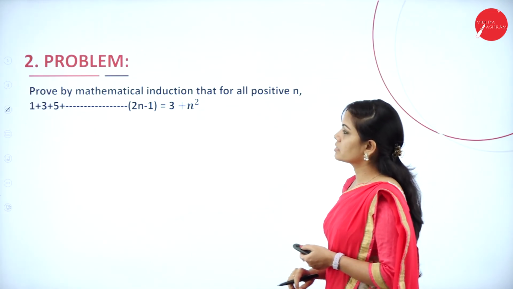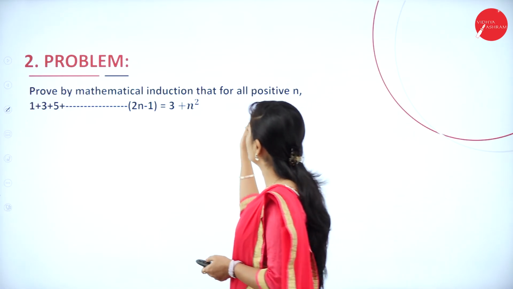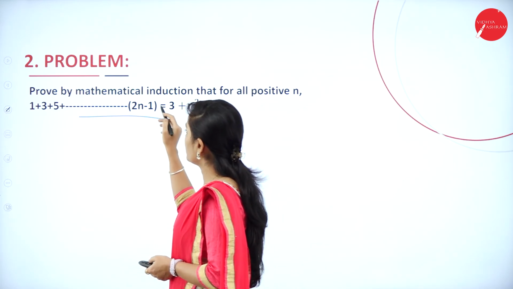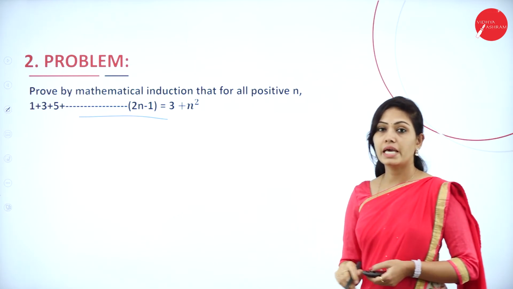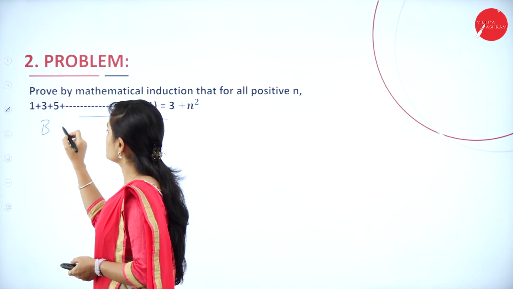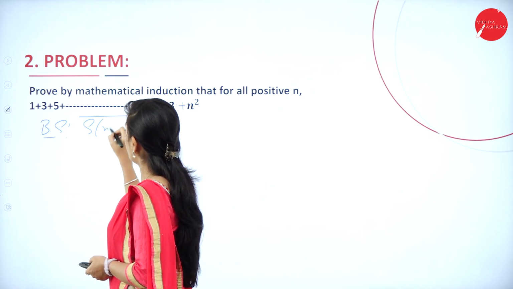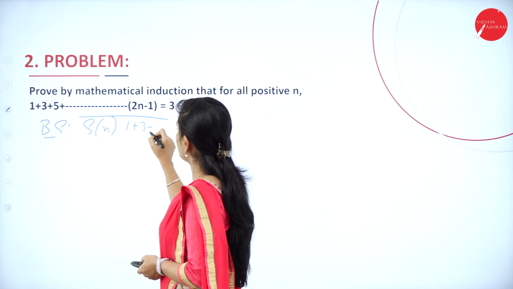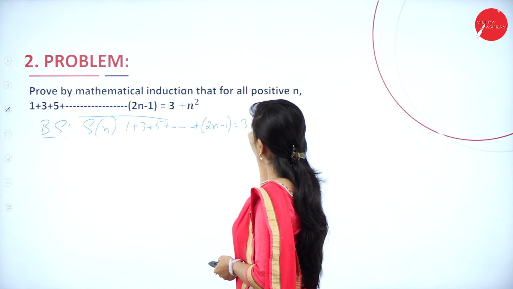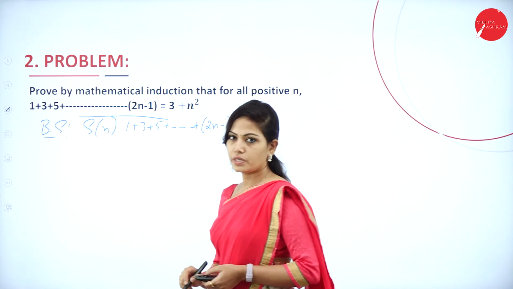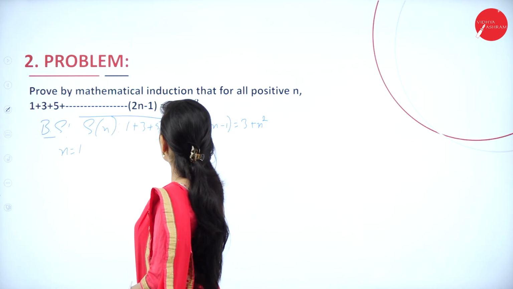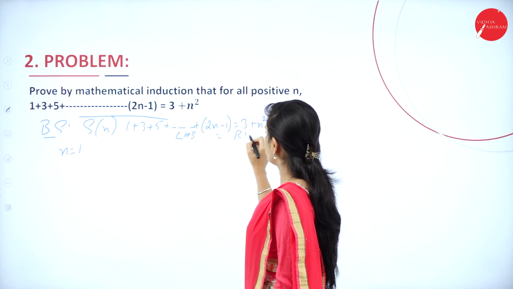And the next problem is the second problem in mathematical induction. So we have to prove this. It is odd numbers: 1 plus 3 plus 5 plus up to 2n minus 1 is equal to 3 plus n square. We have LHS and RHS. What is our step? First step is the basis step. S of n is 1 plus 3 plus 5 plus up to 2n minus 1 is equal to 3 plus n square. So first step is n is equal to 1. Let n is equal to 1. This is LHS and this is RHS.